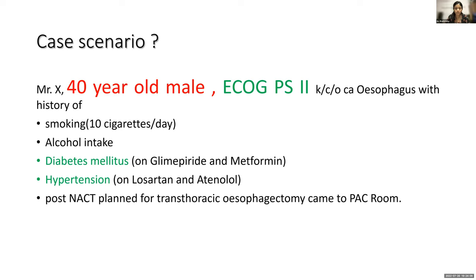Good evening, respected teachers and all my dear colleagues. We'll proceed with the case scenario. The case is of Mr. X, a 40-year-old male with an ECOG PS score of 2, a known case of CA esophagus with a history of smoking 10 cigarettes per day and a history of alcohol intake. He is a known case of diabetes mellitus on OHAs, that is glimepiride and metformin, and a known case of hypertension taking losartan and atenolol. He is post NACD, planned for transthoracic esophagectomy, and has come to the PAC room for pre-op evaluation of this patient.